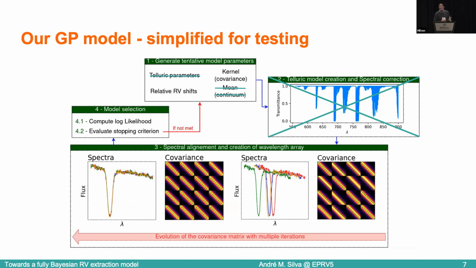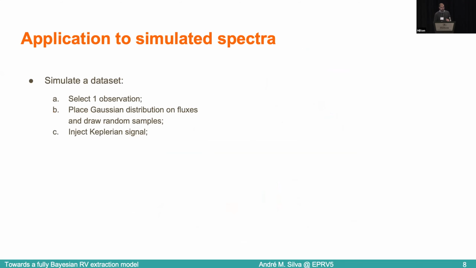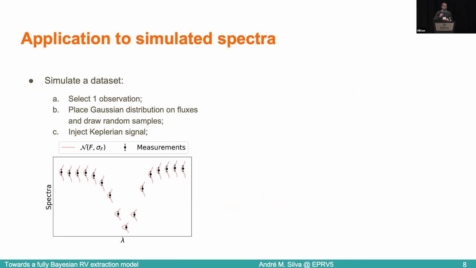So as I said, we ignored the mean parameters. And for now, we are also ignoring the telluric correction step. So we go directly to the spectral modeling part. We apply this to simulated spectra, and we generate a simulated data set by selecting one observation and placing Gaussian distributions on each pixel that we have. We draw one random sample from each Gaussian distribution, and then we create a simulated spectra. We then inject a radial velocity shift, and we repeat this n times to generate a time series of stellar spectra.